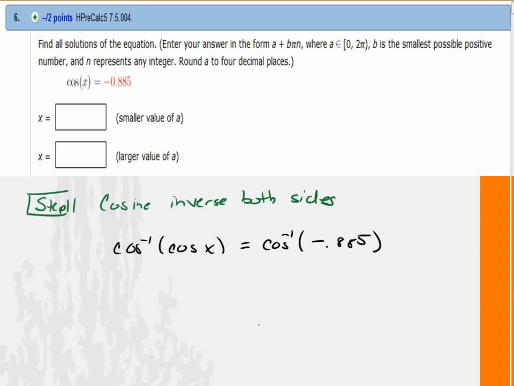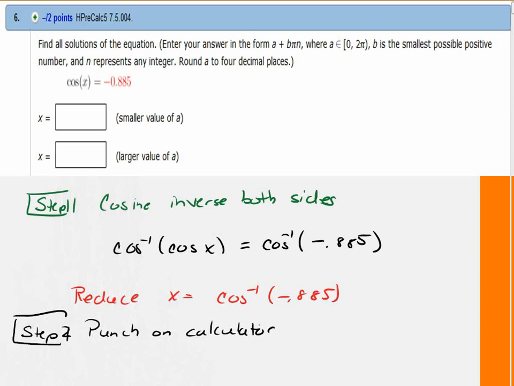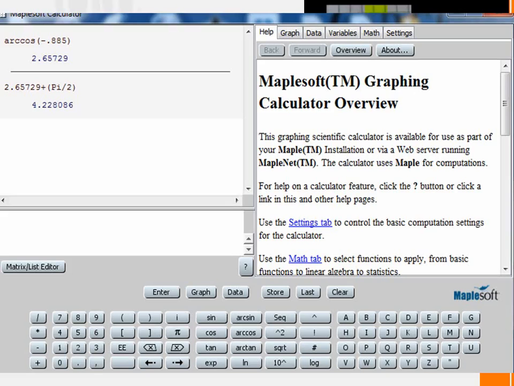So now, what happens to the cosine inverse and cosine? Cancel each other out. So that's gone. So I reduce and I get x is equal to cosine inverse of this thing. Easy peasy lemon squeezy. We just put in cosine inverse of minus 0.885. I think it says radians. It doesn't, but assume it does. Punch that out on the calculator.